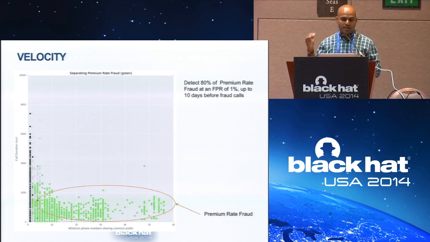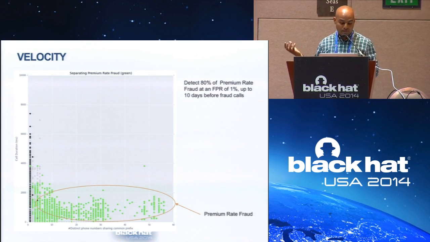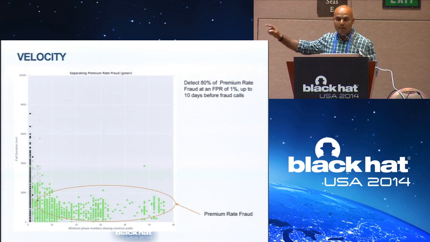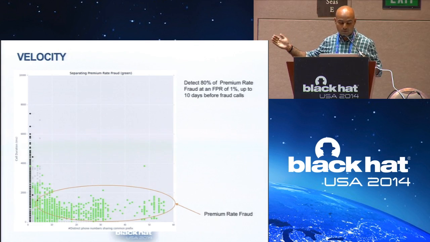There's some math behind that, but that alone could separate a very large portion of the premium rate fraud. What that graph shows is that this feature, which is on the x-axis, separated a huge chunk of the green dots, which are the premium fraud, from the others. Overall, combining that phone scanning feature along with other velocity features, we could detect 80% of premium rate fraud at a false positive rate of 1%.